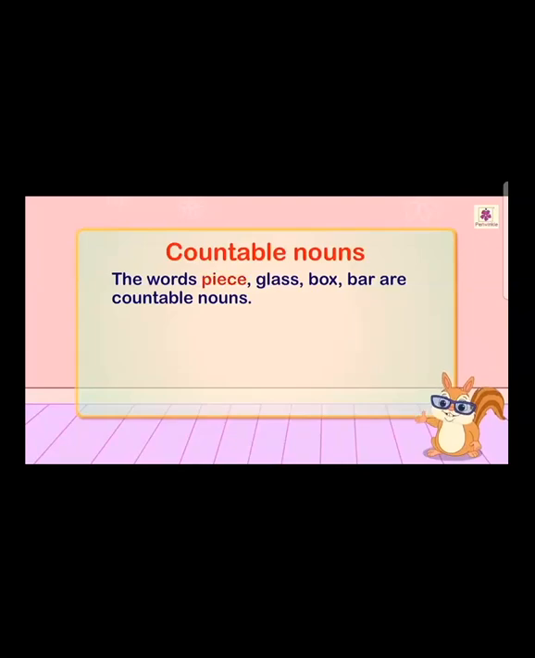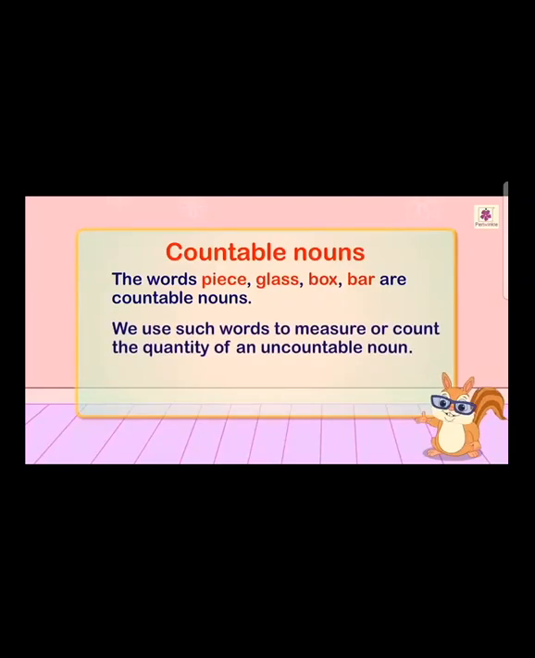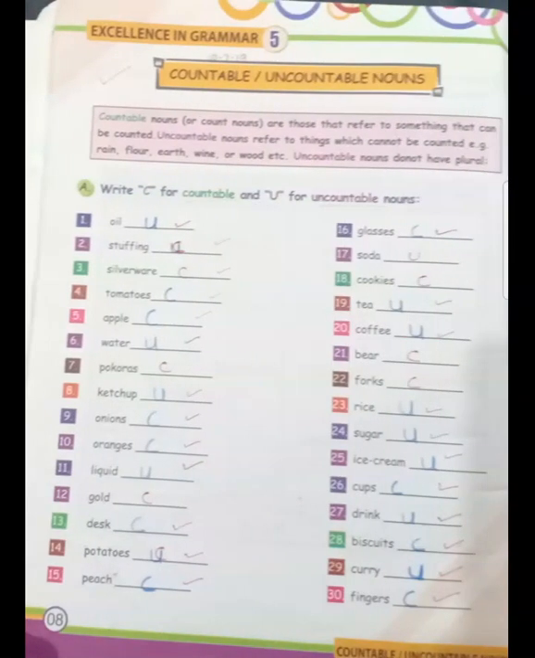The words piece, glass, box, bar are countable nouns. We use such words to measure or count the quantity of an uncountable noun. After this video, now you understand very well what is a countable noun and what is an uncountable noun. Countable nouns are those that refer to something that can be counted, and uncountable nouns refer to something that cannot be counted.